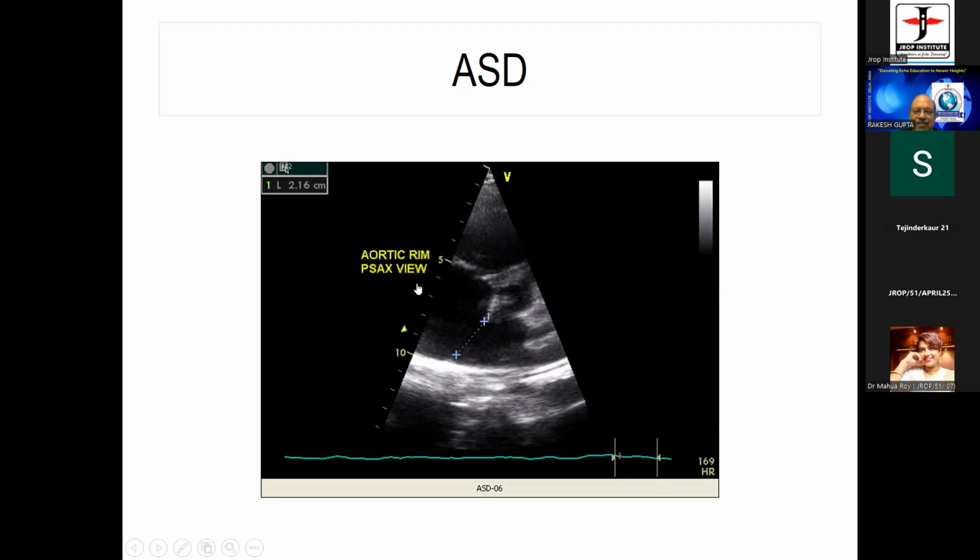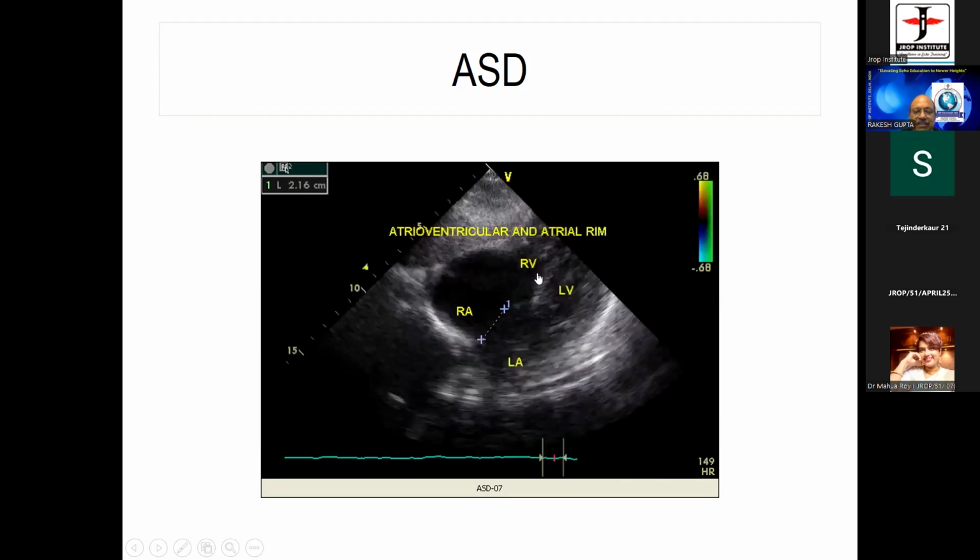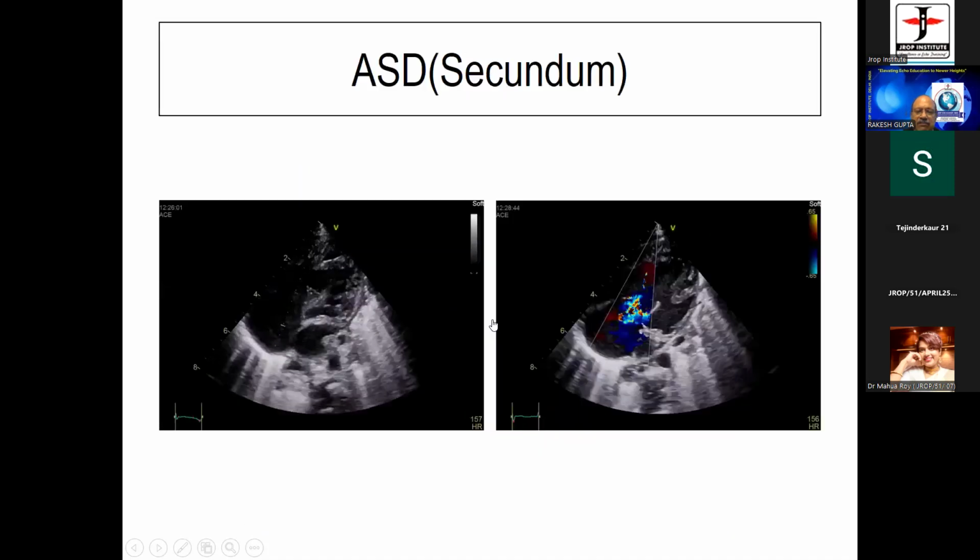This is one rim, known as the atrioventricular aortic rim, in the subcostal window or subparietal short axis view. Then we have the atrioventricular atrial rim. Now we are seeing atria and the atrioventricular valve. Then we see the second rims. Nowadays, we are not utilizing this modality for evaluation of the rims. We are using three-dimensional structures for evaluating these rims.